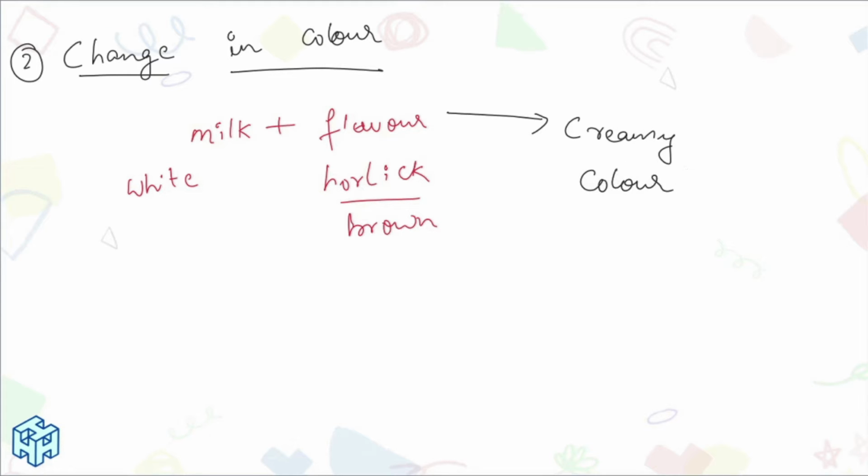What can you observe? That the color is changed. Here milk is white, Horlicks is brown, but we are getting a creamy color. Did we understand what is the change in color? Yes. Next, number 3. Let us understand.